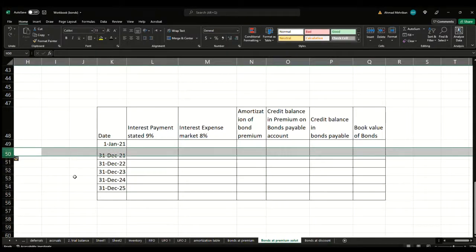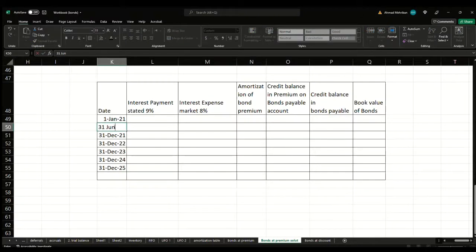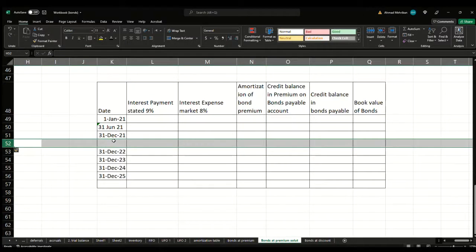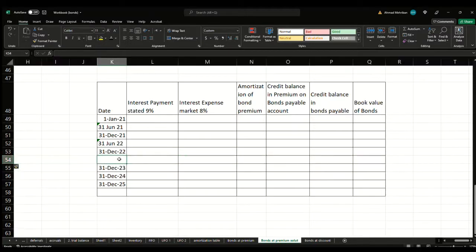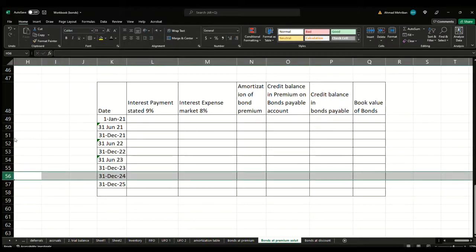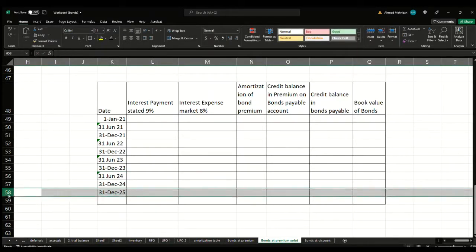Now, let me just add a bit more lines to it. So let's imagine that this one is not paid annually but semi-annually. So this interest payment is paid semi-annually, June 2021, and then we will add another one. So 31st again, June 22, and then I'll just basically create these additional payment dates, so it will be more of a practice for you guys as well. And two more, June 23, I'm sorry, 24, and finally June 25.